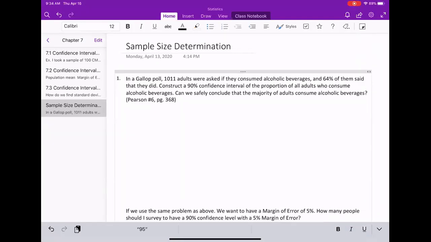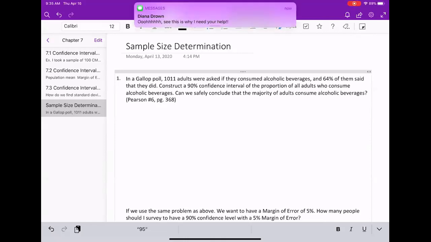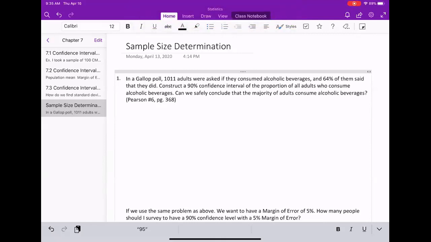So then this is a problem out of the book. A Gallup poll has 1,011 adults were asked if they consumed alcohol beverages, and 64% of them said that they did. Construct a 90% confidence interval of the proportion of all adults who consume alcohol.